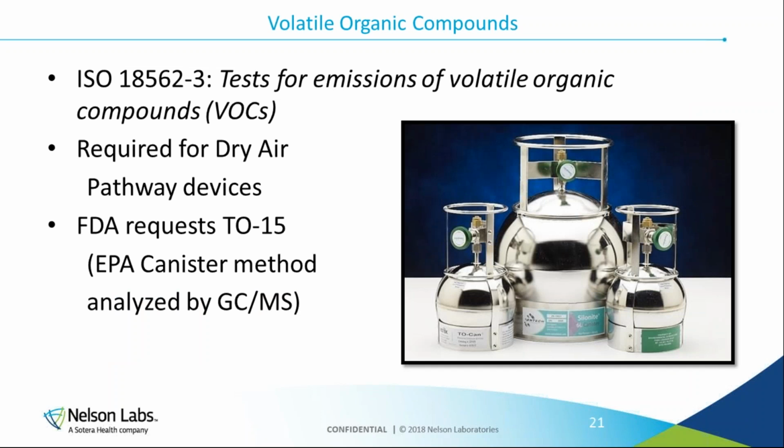Part 3 of 18562 discusses the test for emissions of volatile organic compounds. These again are required for dry air pathway devices. What we've seen from the FDA is that they've requested TO-15, which is an EPA canister method analyzed by GCMS. So we will hook up these canisters to your device, pass air through them, capture the VOCs in the canister, and then submit that canister for testing by the analytical laboratory.